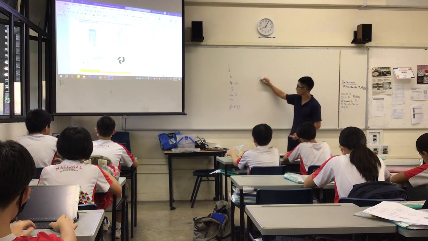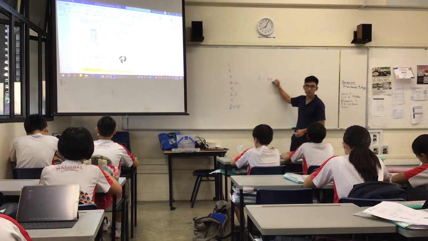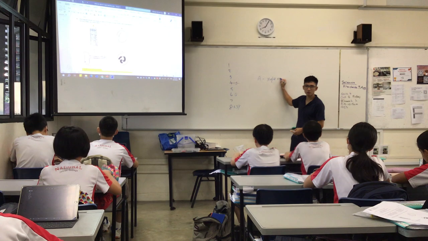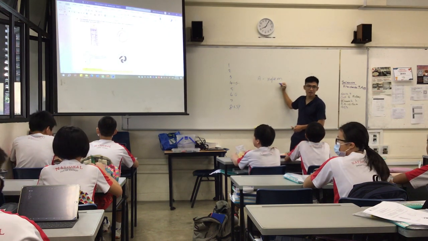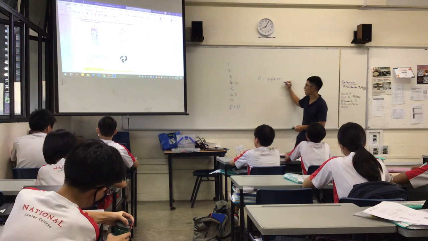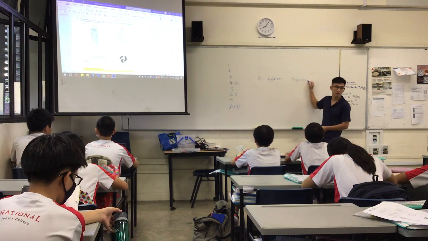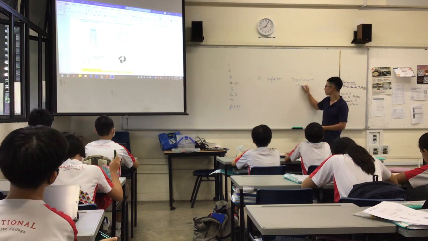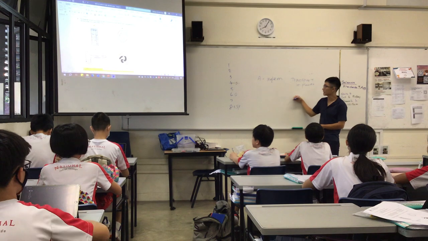A is a cell called the xylem. You learned this before in primary school? Okay, Sandra is nodding her head. If you learned this in primary school before, likely you learned it under the topic of transport in plants. So A is xylem.